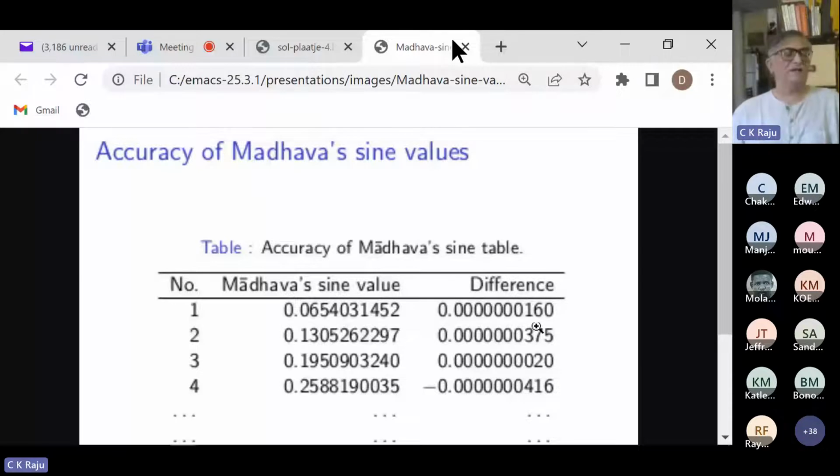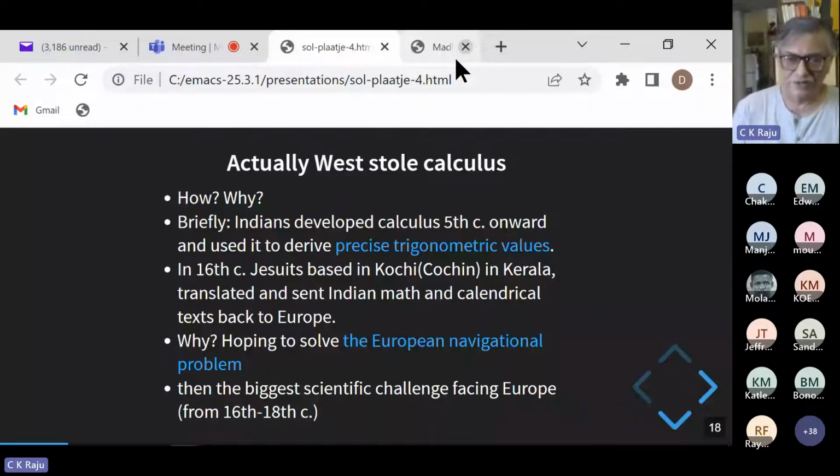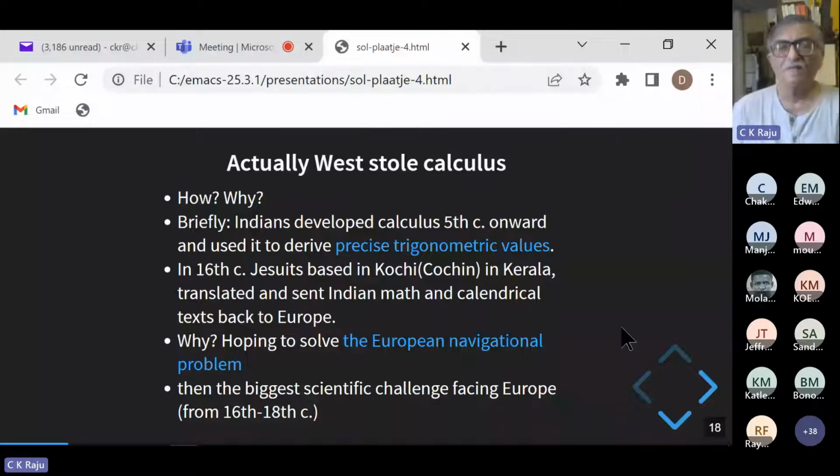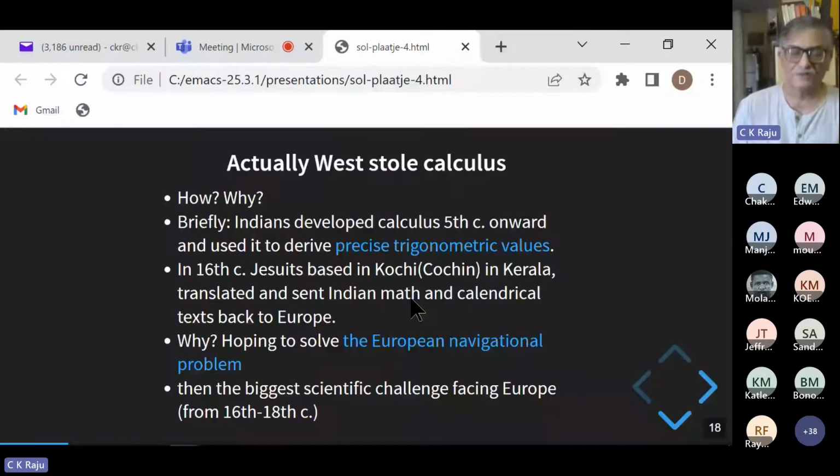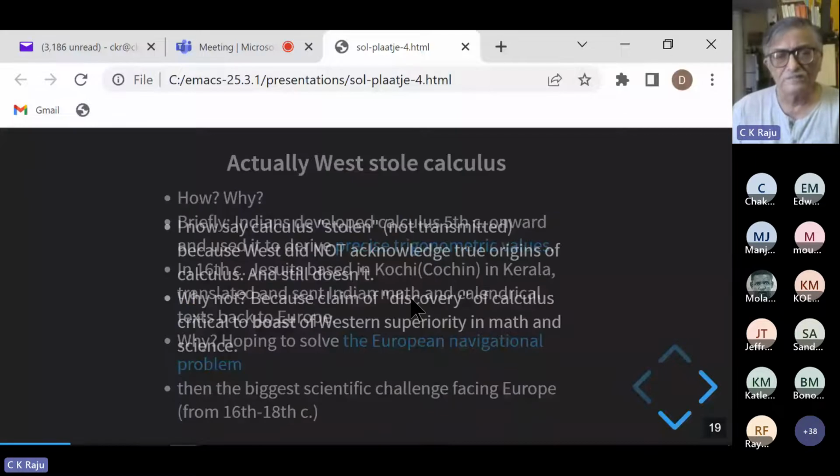And the Europeans wanted it. Jesuits based in Cochin, Kerala, collected these texts and sent them back to Europe because precise trigonometric values were needed for the European navigational problem. I have a long article on that, on Marx and mathematics, about what this European navigational problem was. Once more, I'll just skip through it. It was the biggest scientific challenge facing Europe from the 16th to the 18th century. In the 18th century, the British Parliament passed a law creating a Board of Longitude. They acknowledged they didn't know.